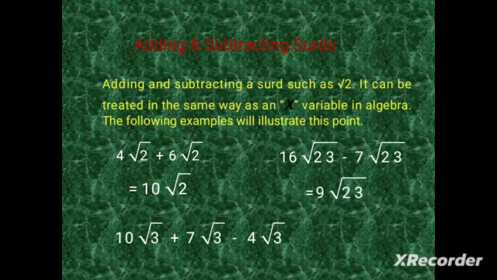Maybe we can go for our last example in this case, combining the addition and subtraction in one question. 10 root 3 plus 7 root 3 minus 4 root 3. The answer will be 13 root 3. It is just that simple, because we are treating the surd in this case to be x. So you do the addition, subtraction, then you find the answer, and finally you write the value of that x.